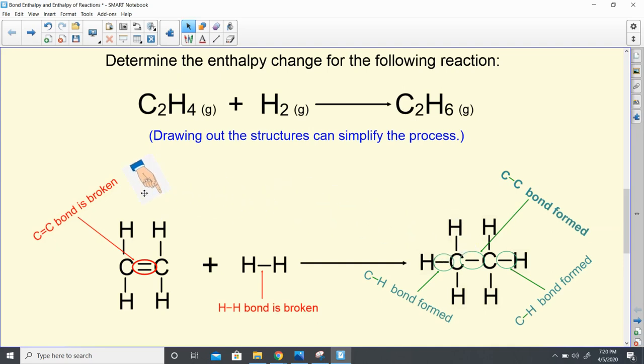So on the reactant side, bonds are being broken. The double bonded C is being broken, and the H-H bond is being broken. On the product side, we're going to form a C-H bond right here, a C-H bond right here, and we're going to form a single bond between two carbon atoms.